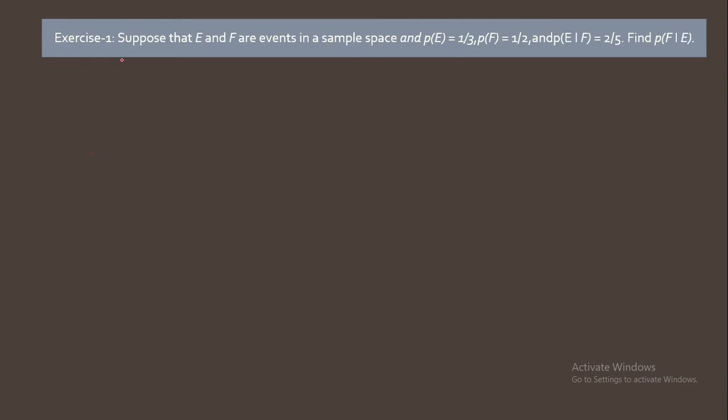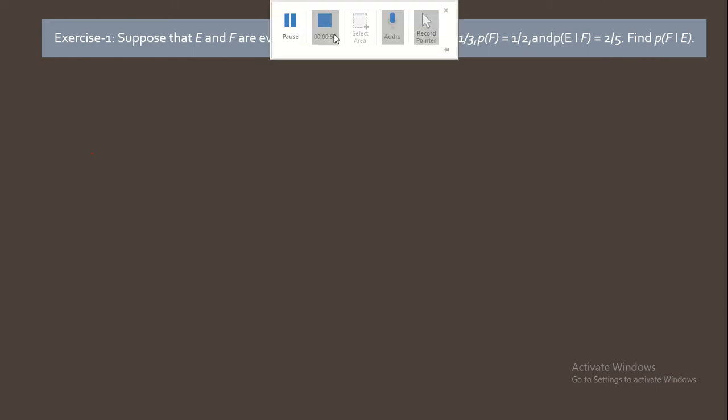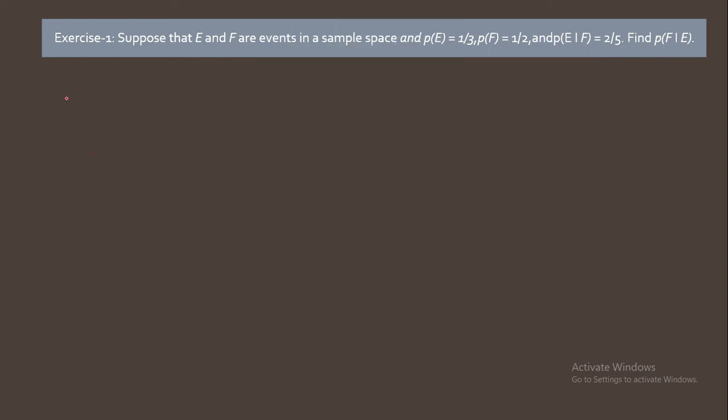So the first example, it is said that there are two events, E and event F in a sample space, and the probability of happening E is 1 by 3, probability of F is 1 by 2, probability of E given that F equal to 2 by 5. Now we need to find what is the probability of happening F given that E happened. So we need to find probability of F given that E, right?